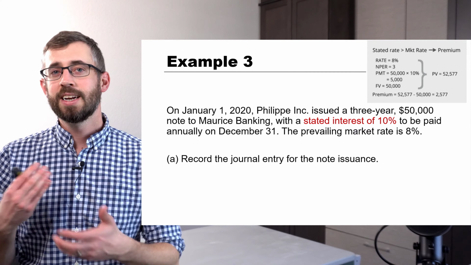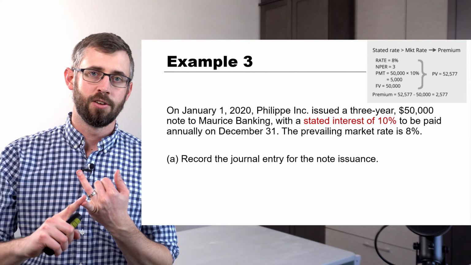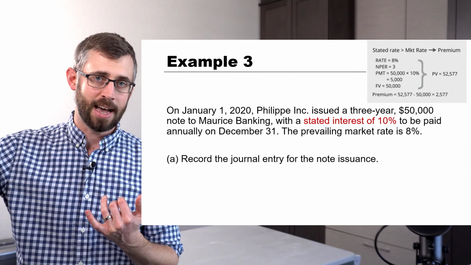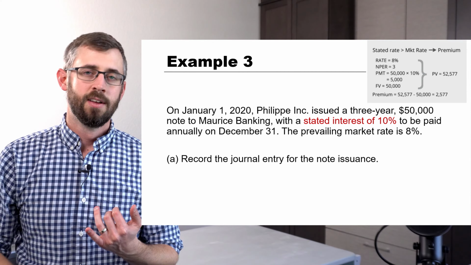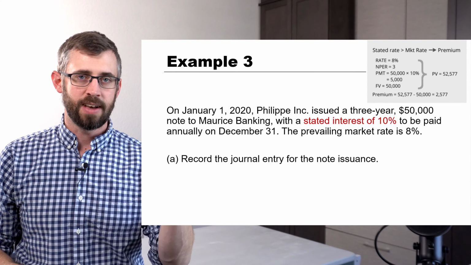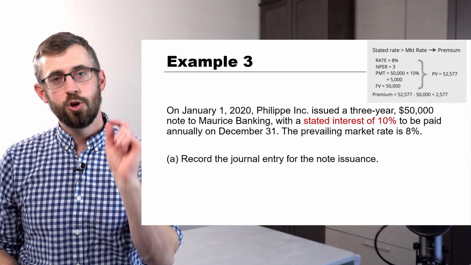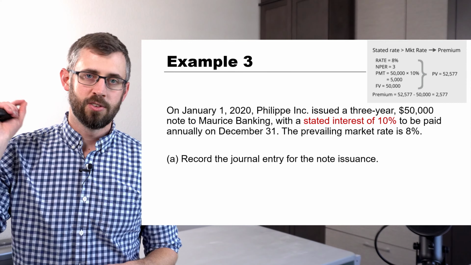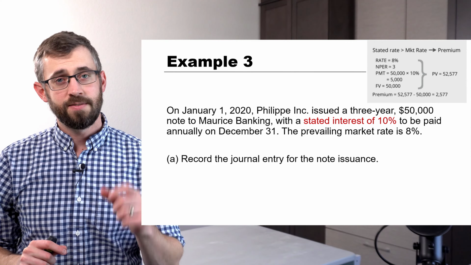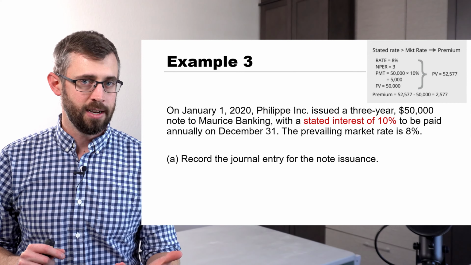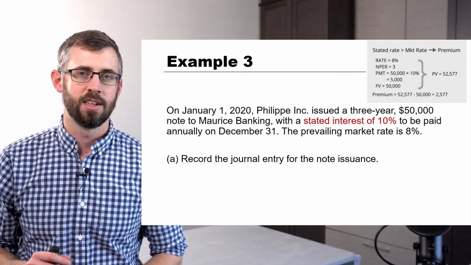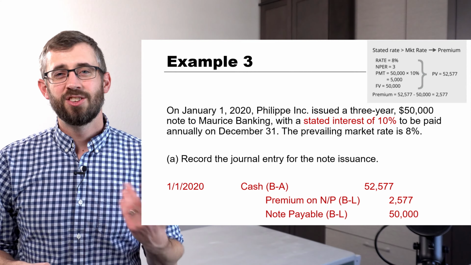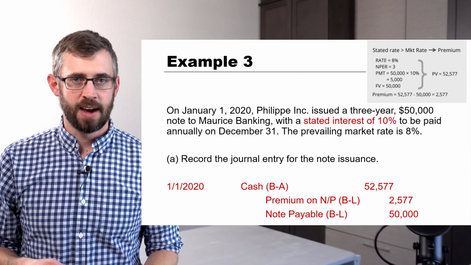So we're going to take the present value of the future cash flows, which is going to include a $50,000 payment 3 years from now, and then it's going to include 3 $5,000 payments along the way, each year. And so that payment amount, remember, comes from the face value of $50,000 times the coupon rate of 10%. So 3 $5,000 payments, 1 $50,000 payment. If we present value that with an N of 3 years and a market rate of 8%, remember the market rate goes into the present value calculation, we get a present value of $52,577. And so that means I can borrow a full $52,577.